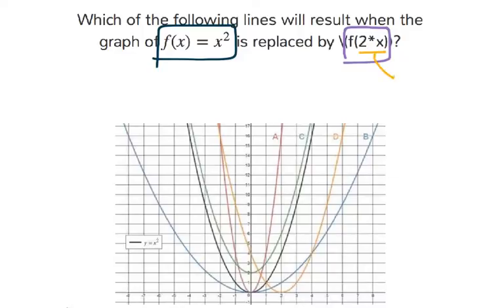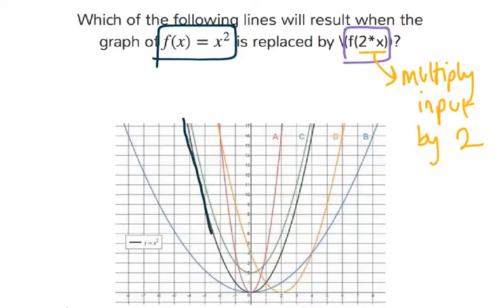So this 2 times x says we multiply the input, not the output. We're multiplying the input by 2 each time. So we'll see how we're going to get that from the graph of f of x squared, which is this black line right here. Which of these takes the input and multiplies it by 2?